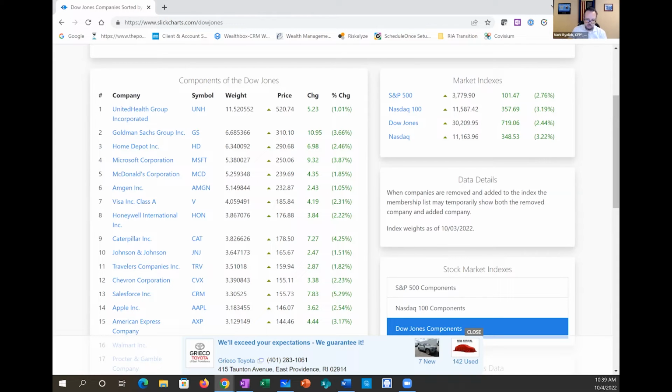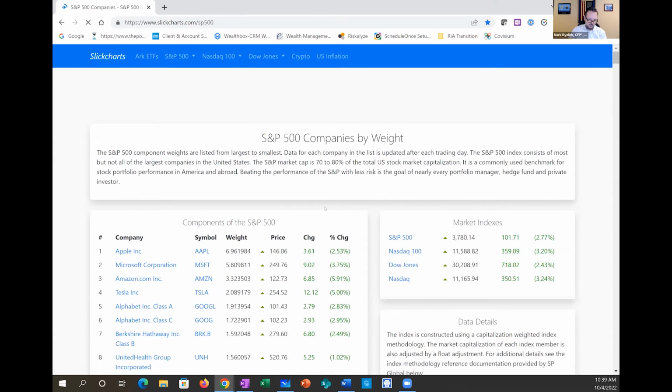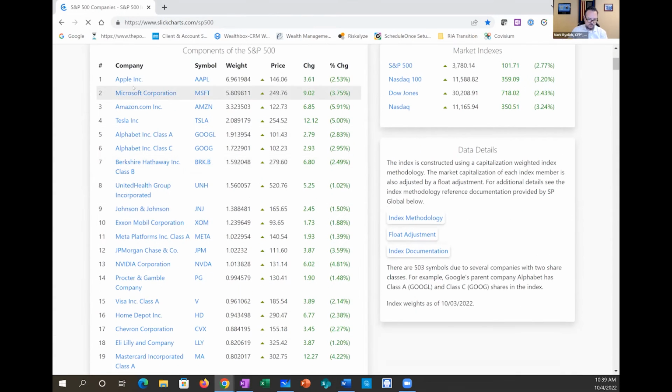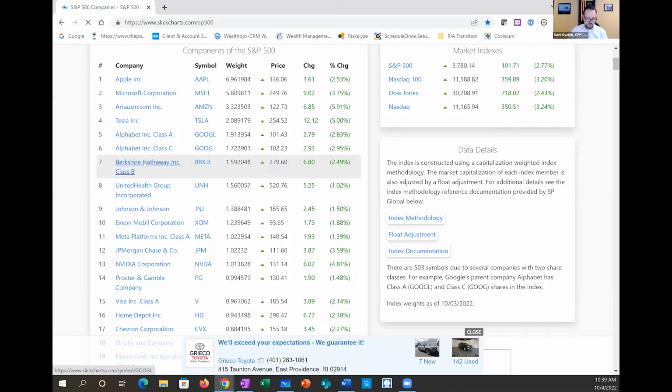So you'll see here, if we go into the S&P, so this is the Dow. Let's go into the S&P 500. Here's where you'll see market capitalization: Apple, Microsoft, Amazon, Tesla, Alphabet, that's Google, Berkshire Hathaway, United Healthcare. So there's a repeat there, but you'll see that United, I don't know if it's the highest price in the S&P 500, it might be, but it comes down at number 8 here. Johnson & Johnson, Exxon, Meta, that's Facebook now, JP Morgan. So you can see that there are some similarities there.